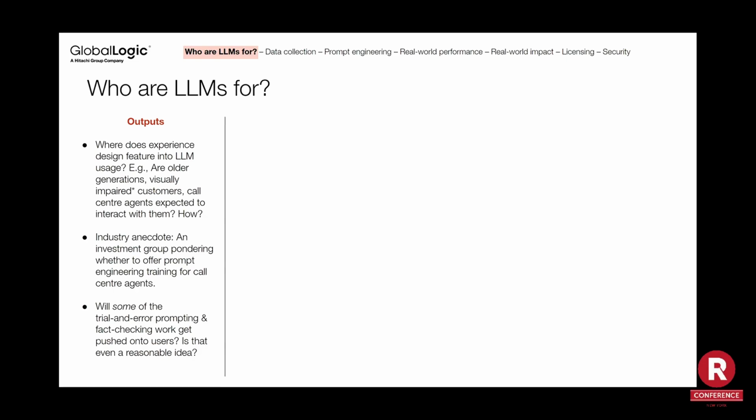And then, again, we come back to this idea of trial and error prompting and figuring out what is the best way to extract knowledge from a large language model. So in some cases, for example, large companies are pondering the question of, should we actually get our people on prompt engineering training to make sure that they can use these models better? So big questions and interesting approaches.